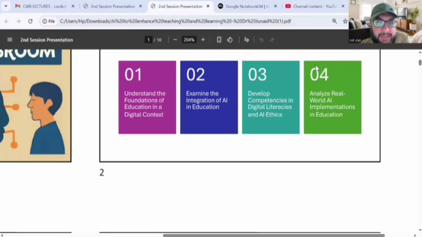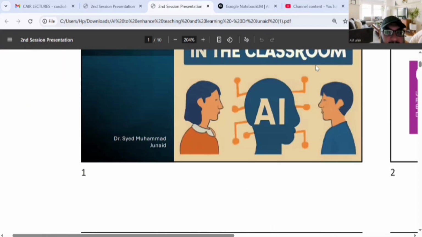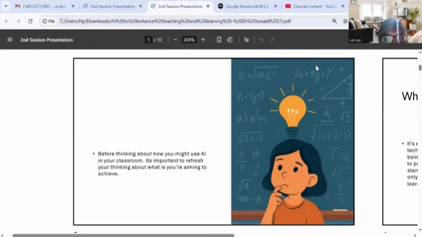Learning objectives are fourfold: to understand the foundation of education in a digital context, examine integration of AI in education, develop competencies in digital literacies and AI ethics, and analyze real-world AI implementations in education. Before thinking about how you might use AI in your classroom, it is important to refresh your thinking about what you are aiming to achieve. Your aim should be clear.